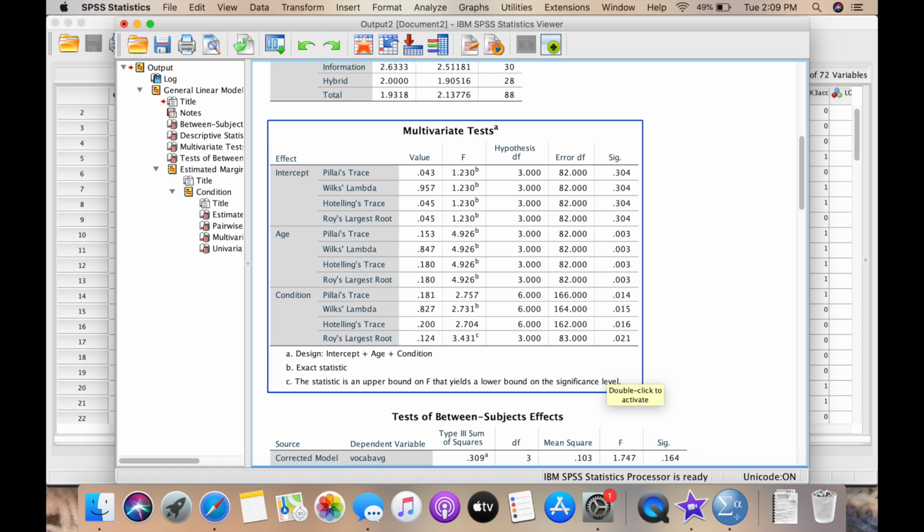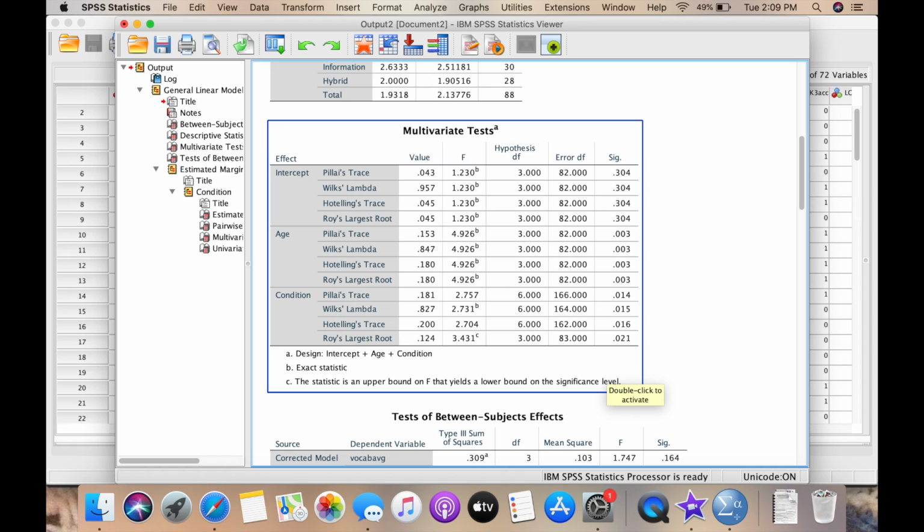And the way we do that is we go down to the condition row under Pillai's trace. I'm not going to get into why we're looking at that one, but that's the one we're looking at. And we're going to go over to the significance column. And if the significance is less than 0.05, that means there is a significant difference somewhere in our data according to condition.